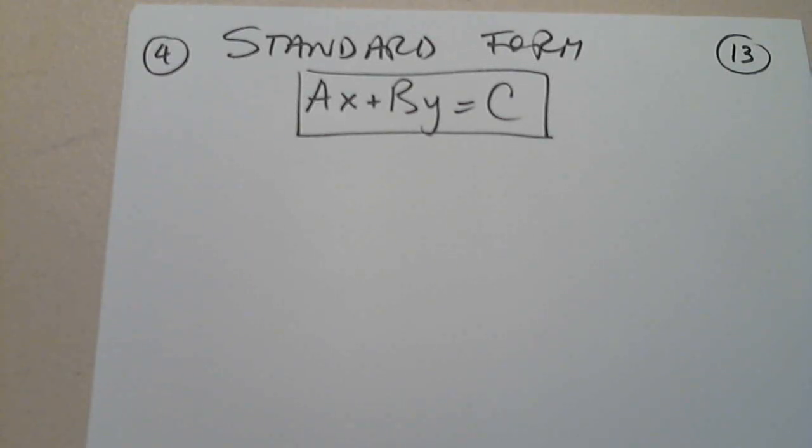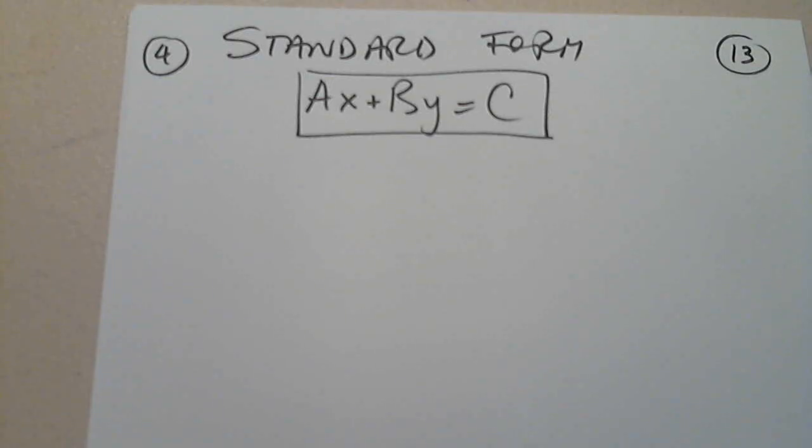So, (2, 3). Right here. Okay? So 2 for x, 3 for y. This will be the point. It's at the intersection of x equals 2 with y equals 3, and that's the point.